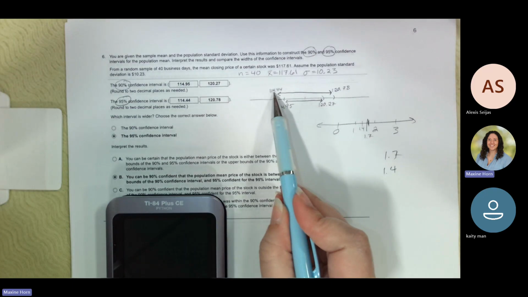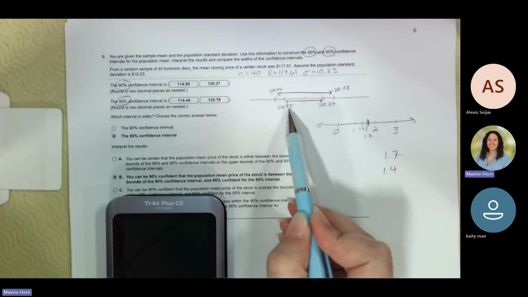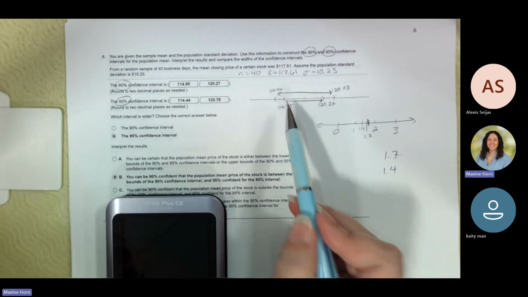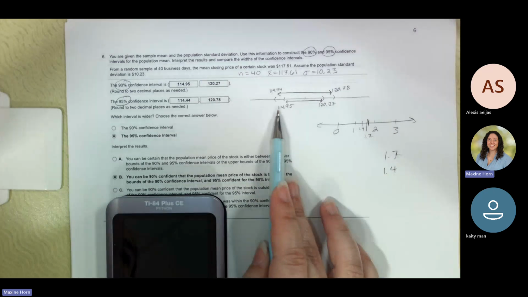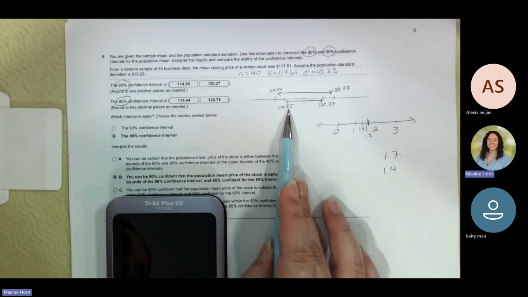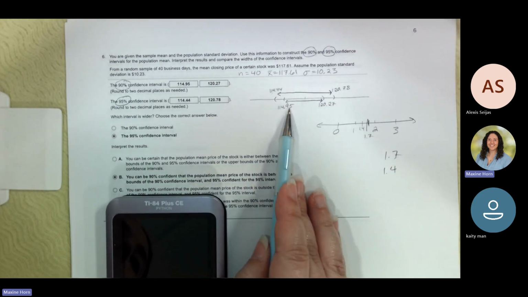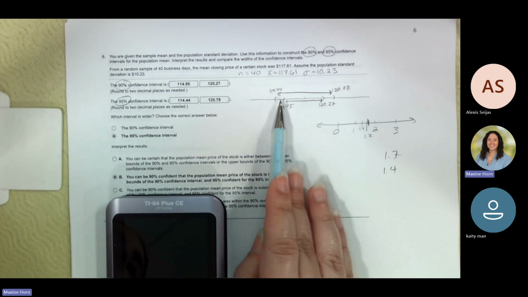So 114.44 compared to 114.95, if you're ever confused about which one's which, think about money, right? I always think about money. Would I rather have $114.95 or $114.44? Well, that's more money, so I want that one. That's bigger. It's to the right on the number line.